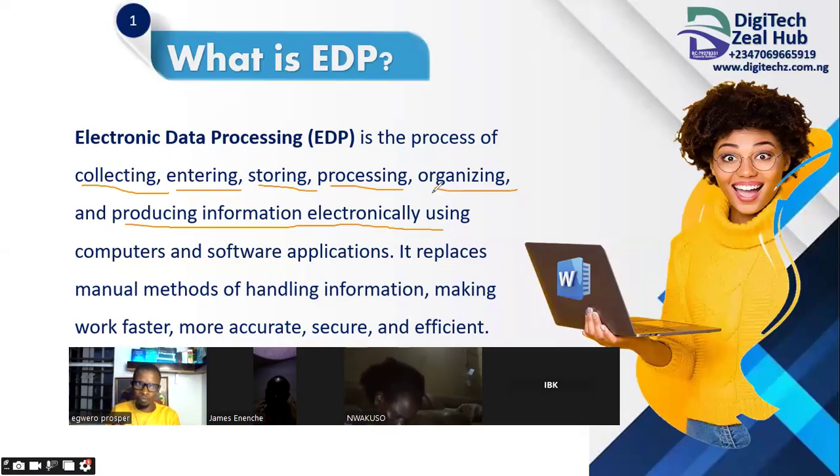All right. Now, the computer and software word application. Remember that we are still trying to analyze the definition. Now, it replaces the manual EDP. It replaces the manual method of handling information, making work faster, more accurate, secure, and efficient. You and I know that you cannot compare somebody who is writing with biro and paper, which is the manual word processing that we have advanced from.